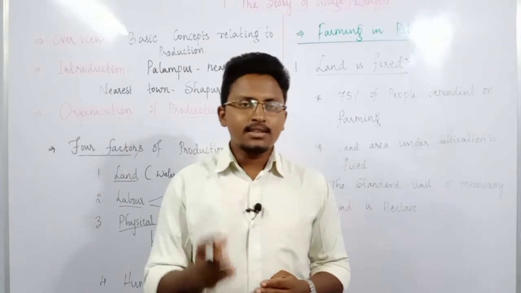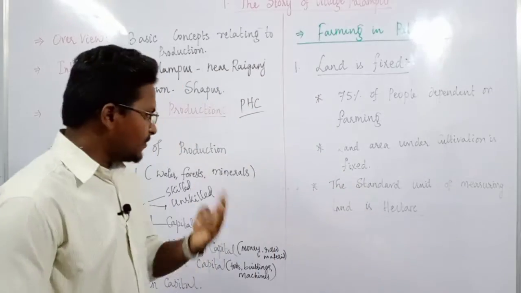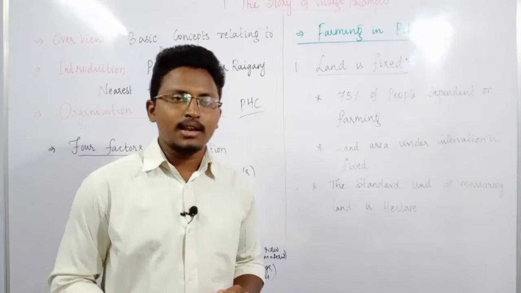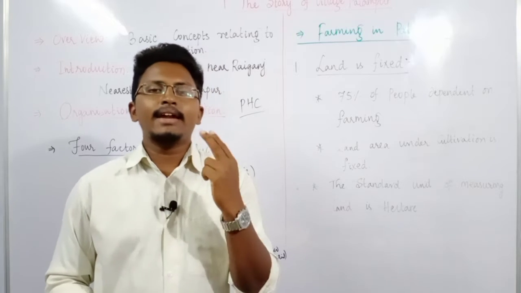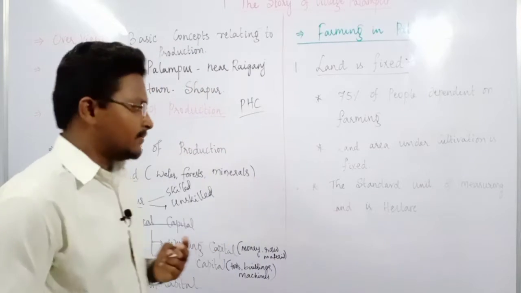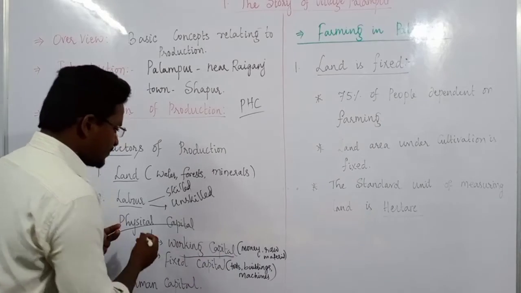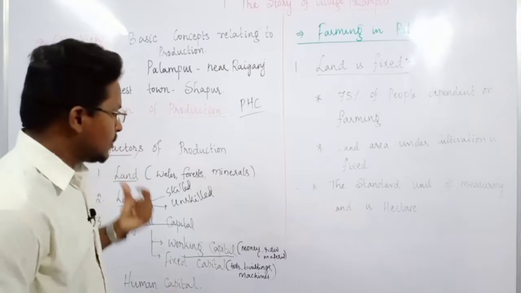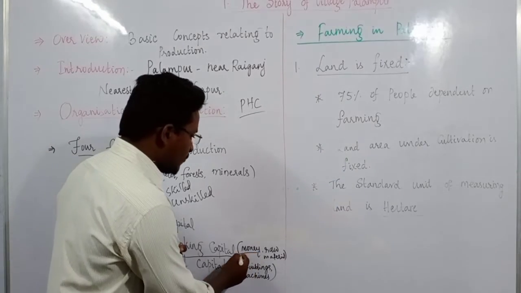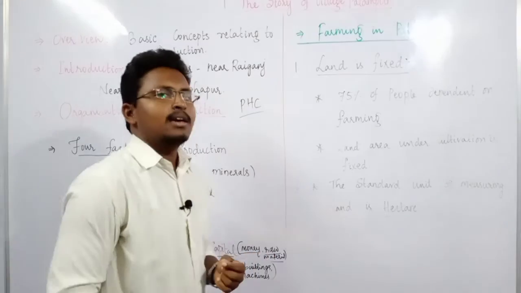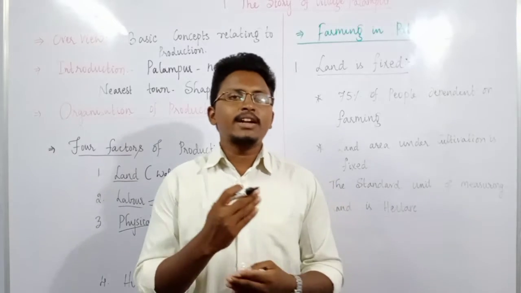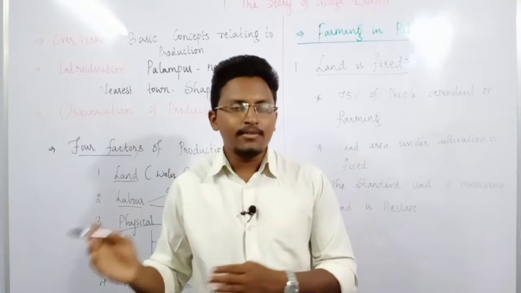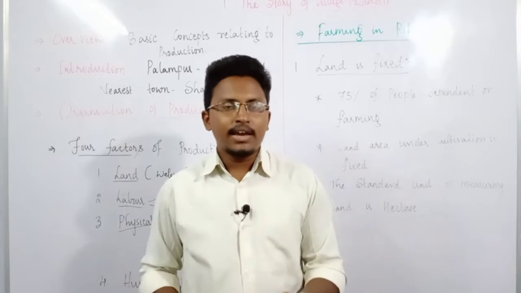And the next very important thing, the third factor of production, is physical capital. What do you mean by physical capital? There are again 2 different types of physical capital. One is working capital, the second one is fixed capital. What do you mean by working capital? Working capital includes money and raw material. Why? Because it is not fixed, it can be changing. Every time we will add some more raw material, every time we need some money.